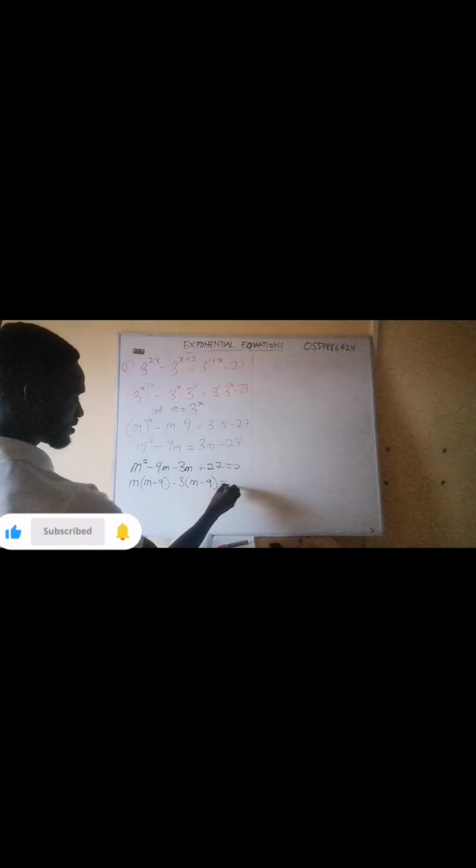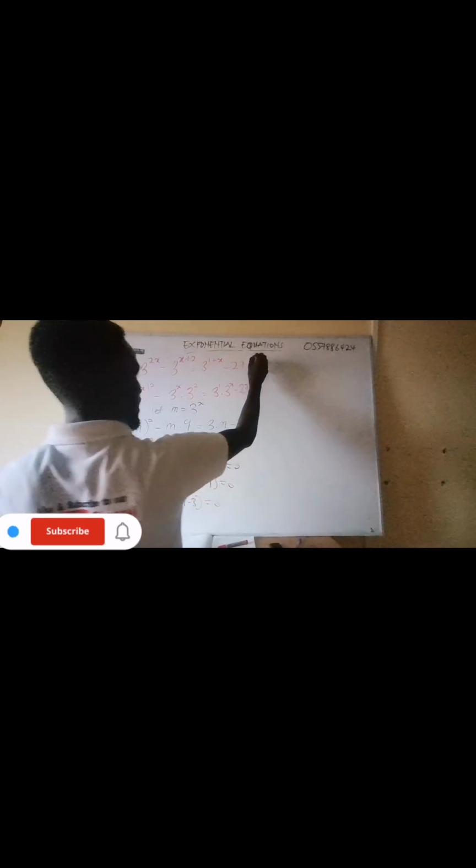So I'm going to factorize the m out here. I'm going to get m minus 9. Then I'll factorize 3 out here. I'm going to get 3 minus what? Minus 9 is equal to 0. So further factorization: m minus 9, m minus 3 equal to what? 0. So don't forget that for the first answer, we put the first bracket to 0.